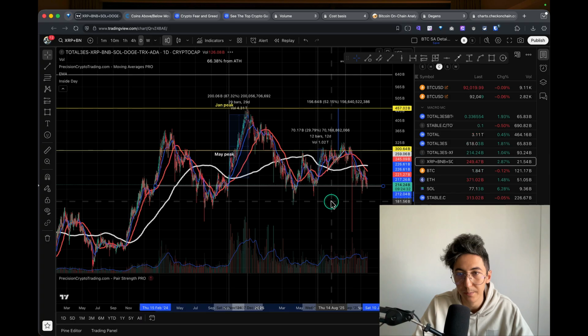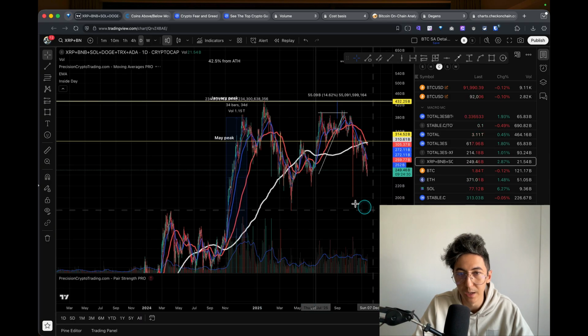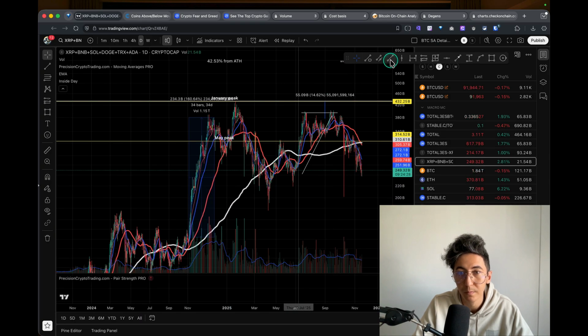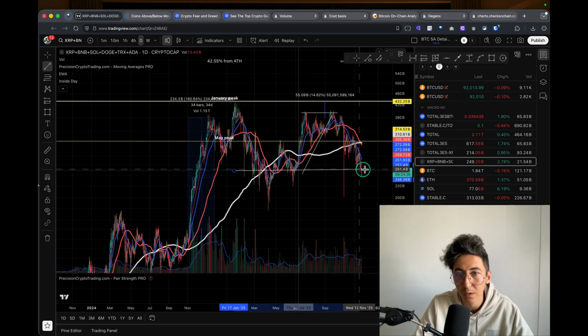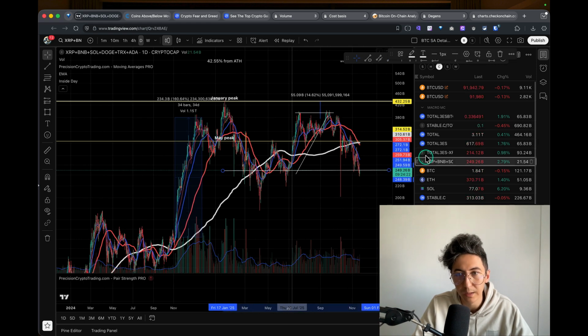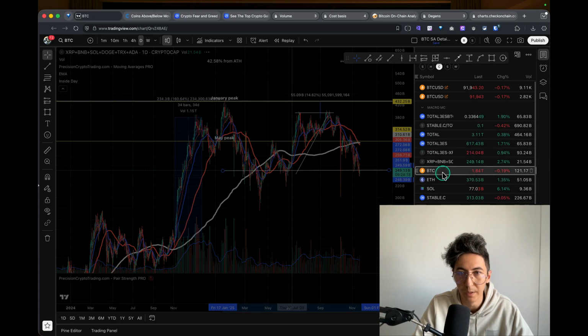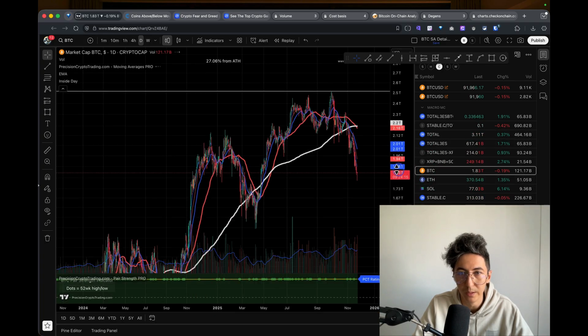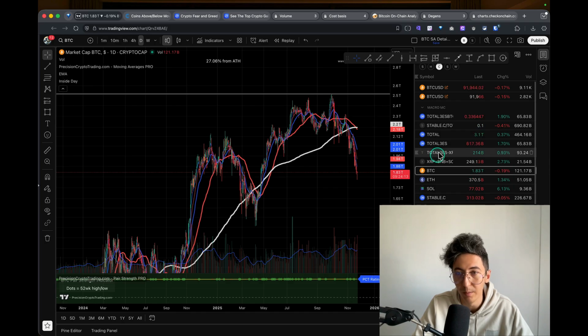held relatively steady. The top 10 is a bit worse, but again, not like what we're seeing with Bitcoin. Bitcoin is definitely getting hit a bit harder.